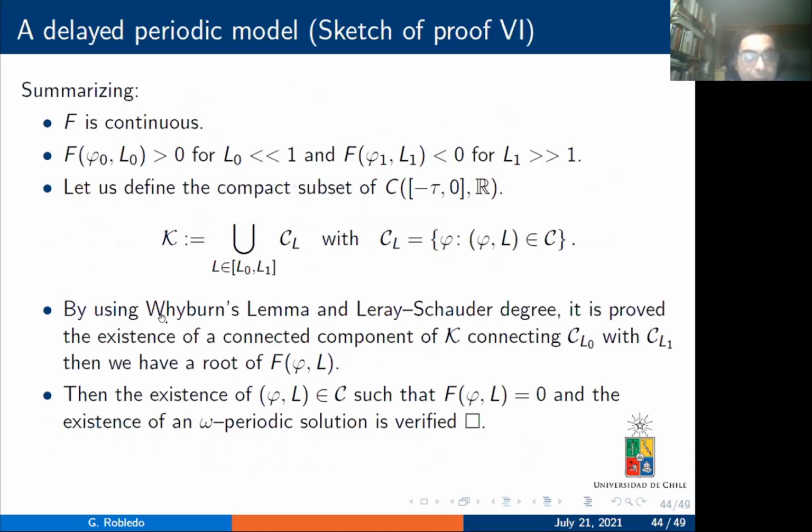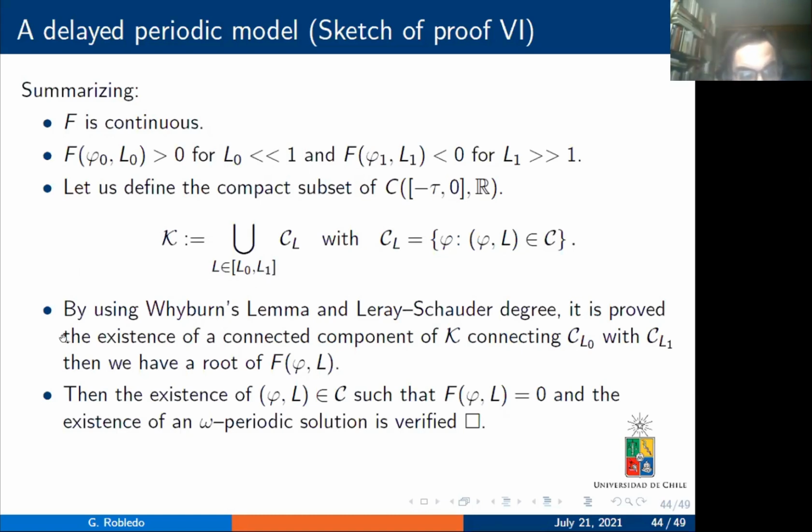Now, we have that F is a continuous function. We find a couple of initial conditions satisfying this inequality, but we also find another couple of initial conditions satisfying a reverse inequality. This is for smaller values of L0, and this is for bigger values of L1. Now we will define a compact subset of this space, K, which will be the union of fibers with L going from L0 to L1.